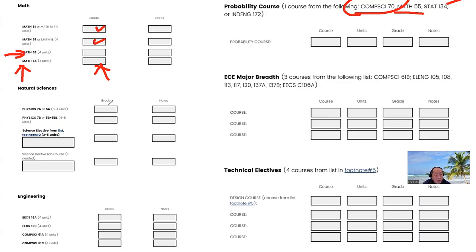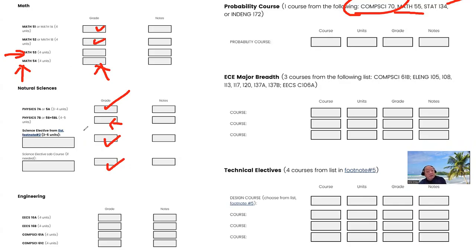Physics 7A, mechanics, you can take by AP Physics C. So this one can be satisfied by AP credit. 7B, electricity and magnetic waves: this one you cannot take by the AP course. You have to take it at Berkeley, so this one is a required course. And then the elective course, you can satisfy it by taking AP Chemistry or AP Biology. So this can be satisfied by AP credit.